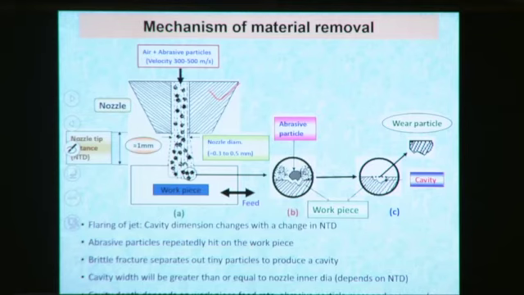When these abrasive particles impact the workpiece surface, as shown here, they make a brittle fracture on the workpiece surface. Suppose this is the tool and this is the abrasive particle. The wear particle is taken out from the workpiece surface and carried away with the jet of air. So there is a flaring of jet. Flaring of jet means the abrasive particles in air come with a very small diameter. When they are in contact with the air, there is a divergence of this gas.